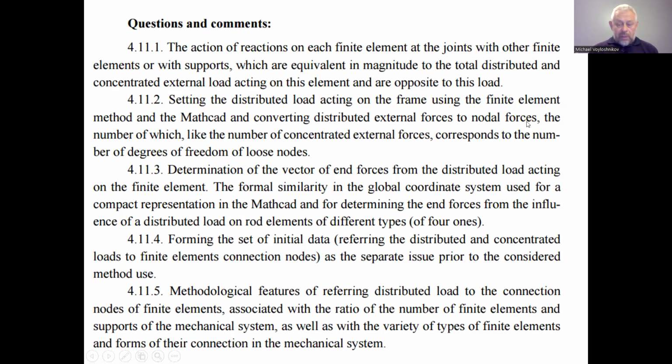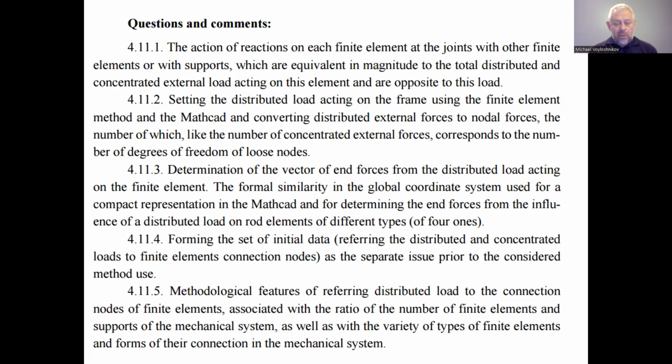One of the main issues, because we have to have the vector of the nodal forces. Nodal forces consist of the total of the specified concentrated nodal forces and the distributed load converted to nodal forces as well. And the total gives us the nodal forces required to use the finite element method.